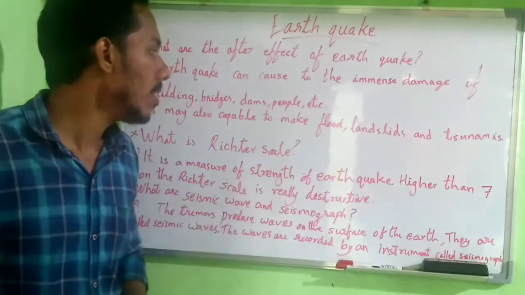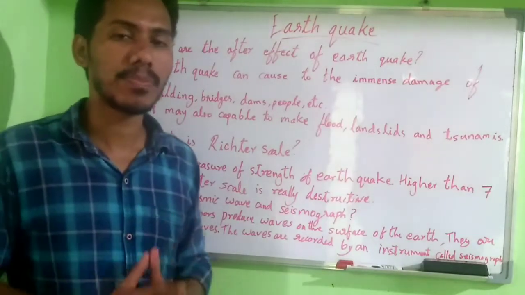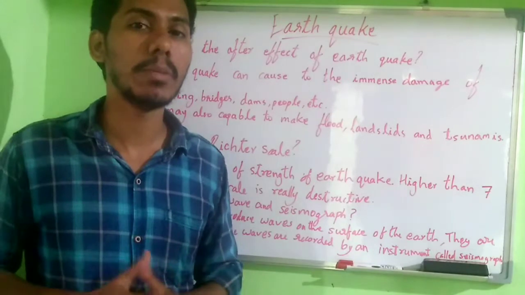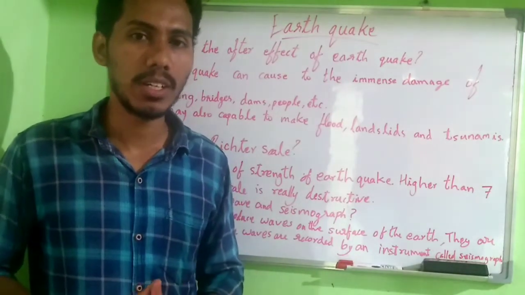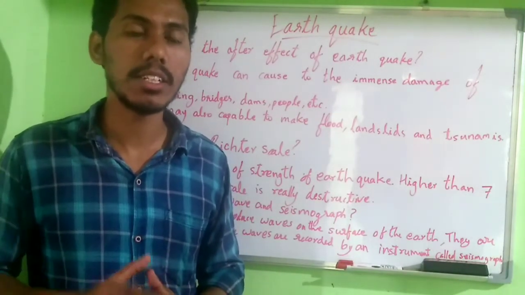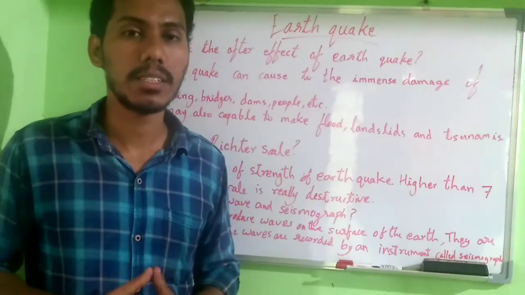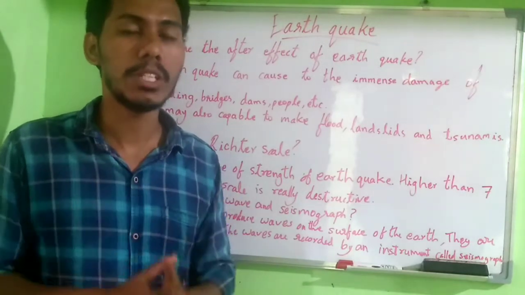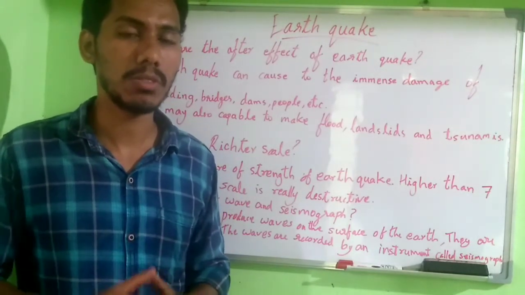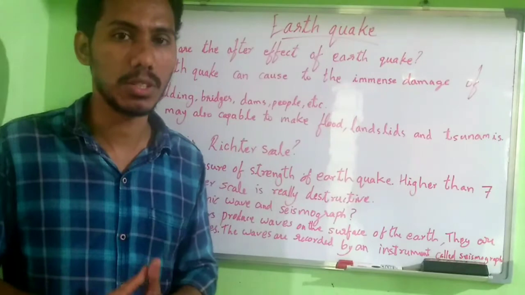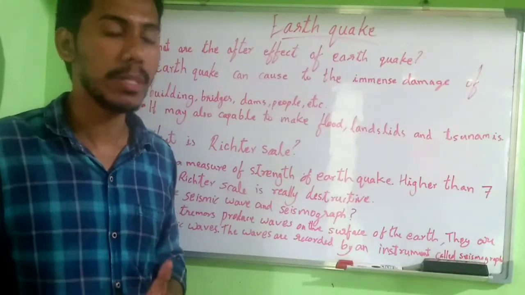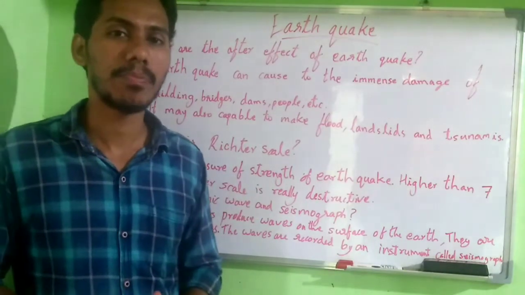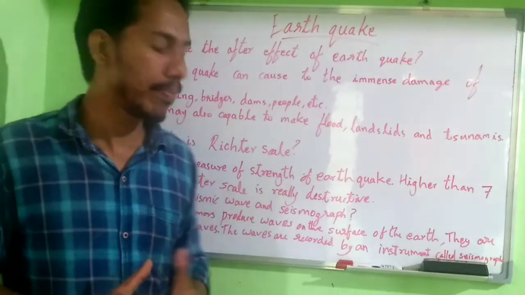Okay, then another question: how can we measure the effect of an earthquake? We already discussed that an earthquake cannot be predicted beforehand, but we can measure the effect of an earthquake, we can measure the strength of an earthquake. That measurement is called the Richter scale. What is the Richter scale?